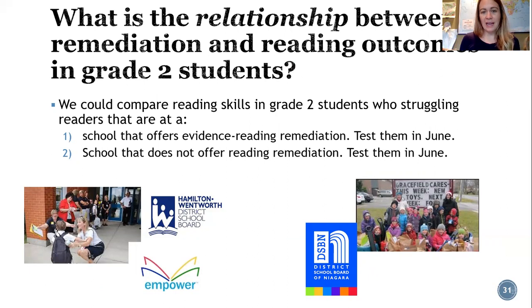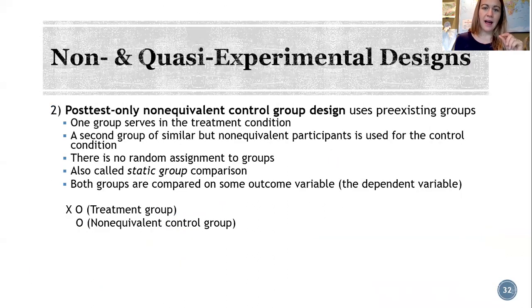So for example, we could compare kids in Hamilton who receive Empower versus kids in the District of Niagara school boards who don't receive any intervention, and look to see how their reading scores are different at the end of grade 2. So this would be an example of what your textbook calls a post-test only non-equivalent control group design. Very complicated title, I know.